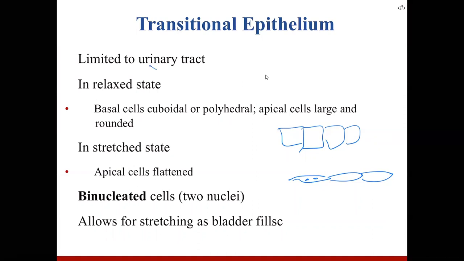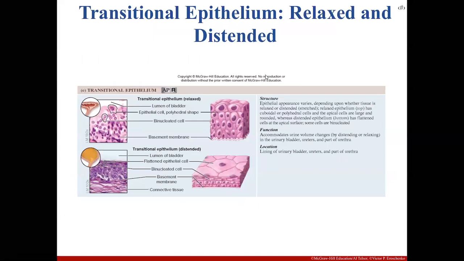It's found in your urinary tract, especially your bladder. So basically what happens is when your bladder is empty, the cells kind of shrink up. But when your bladder is full, the cells stretch out. So it's going to look different depending on when you look at it. But it stretches and it's in the urinary tract. So transitional: urinary tract, stretches.